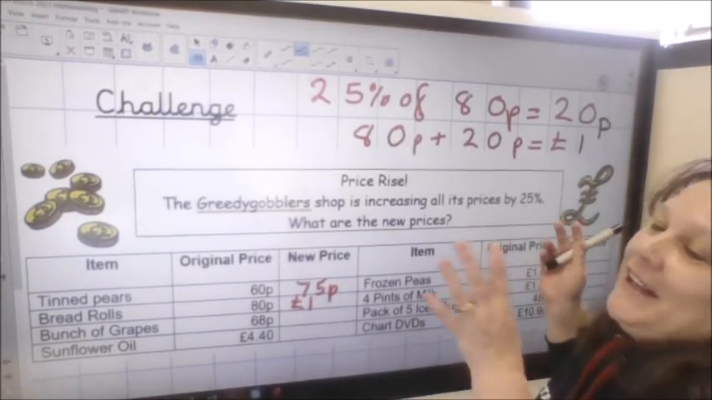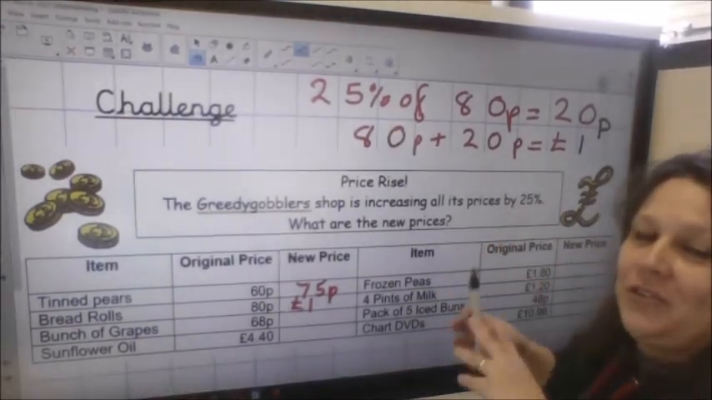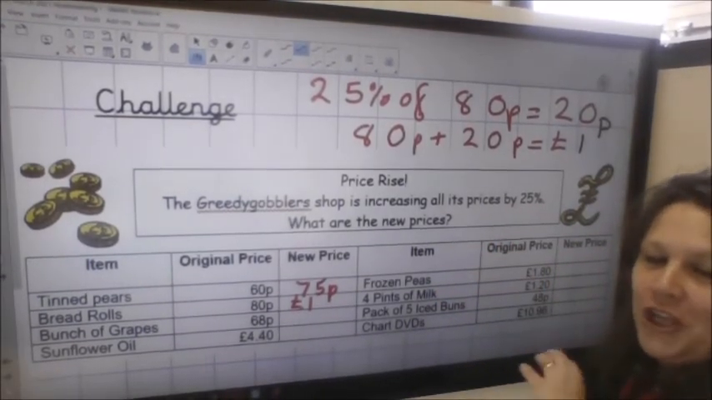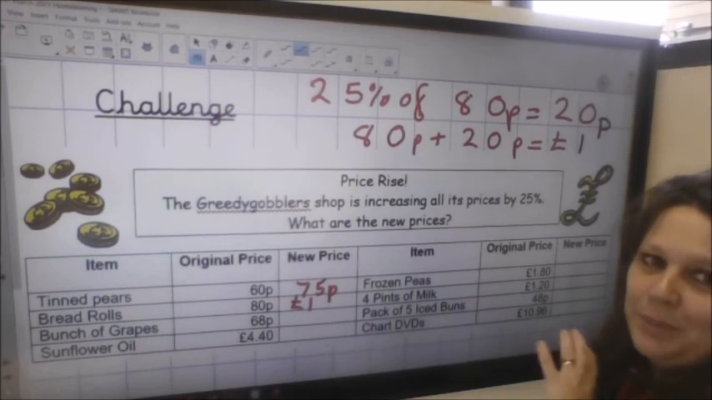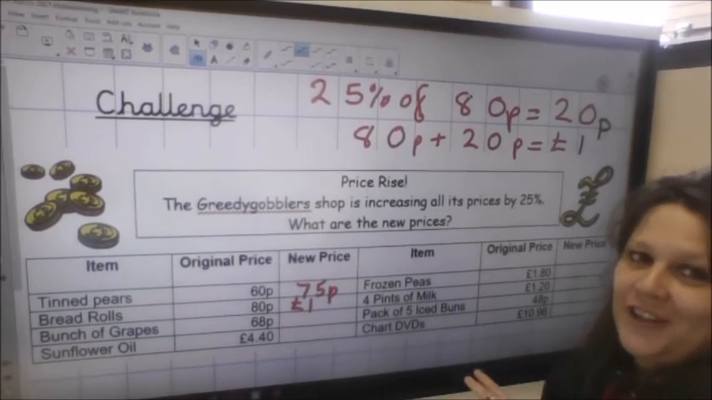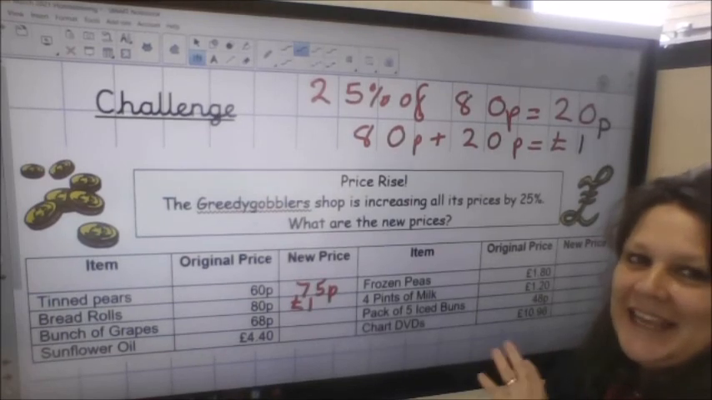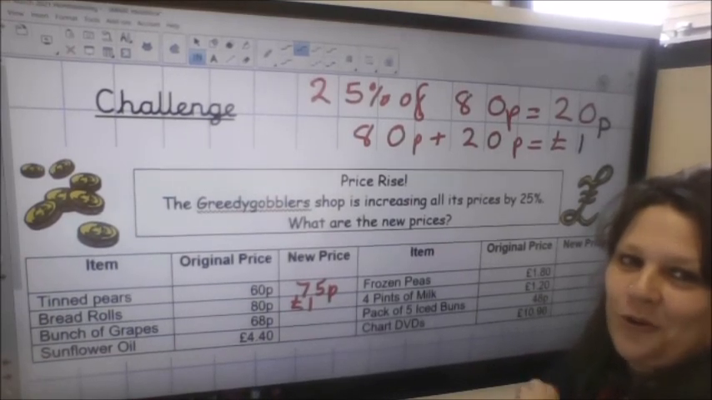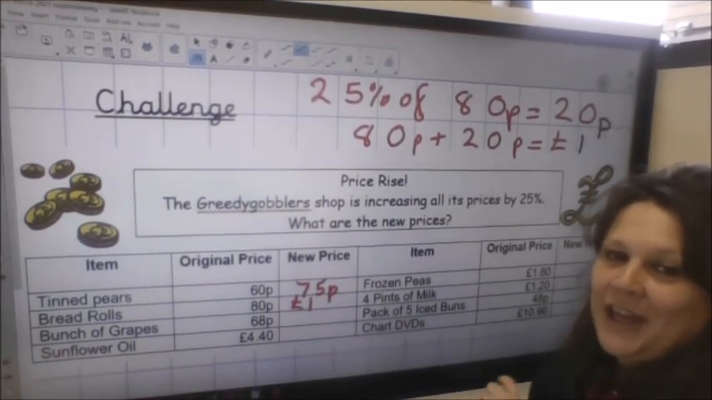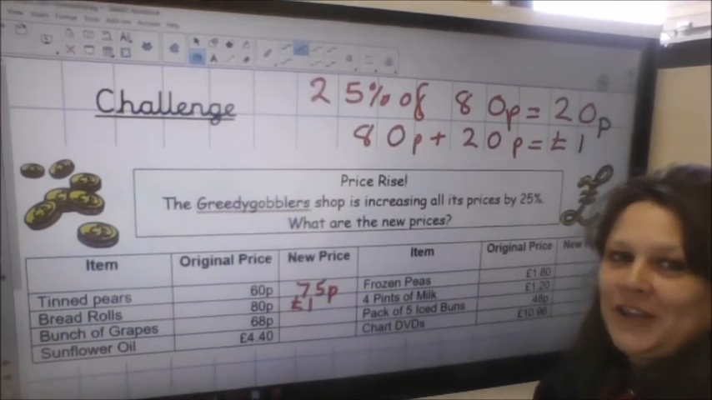Okay, little bit, few steps in it, but I am sure that you are going to do incredibly well with this challenge. Have a little go, see how you get on in your purple book. I'm really looking forward to seeing what you do.